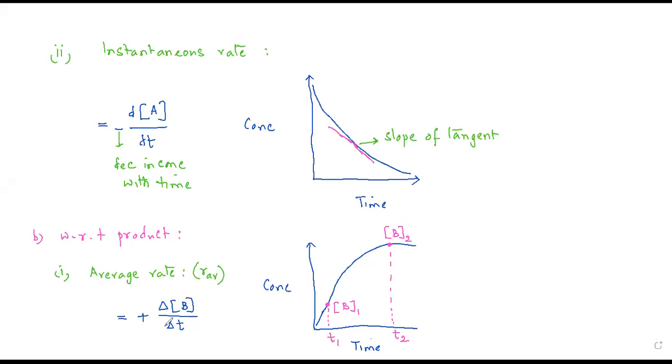In fact, it indicates increase in concentration of B with a time. Finite increase, delta, finite increase in concentration of B with a time. So the same can be given as plus B2 minus B1 by T2 minus T1. That's it. That is the average rate.